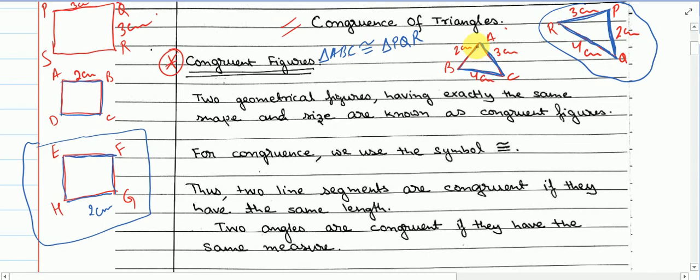Like here, AB is equal to 2 centimeter and this side PQ is 2 centimeter. So we say that the corresponding side of AB is PQ. Corresponding side to AB is PQ. Corresponding side for AC is how much over here? What is the side? PR. Corresponding side of BC is RQ. Okay, so this is clear.